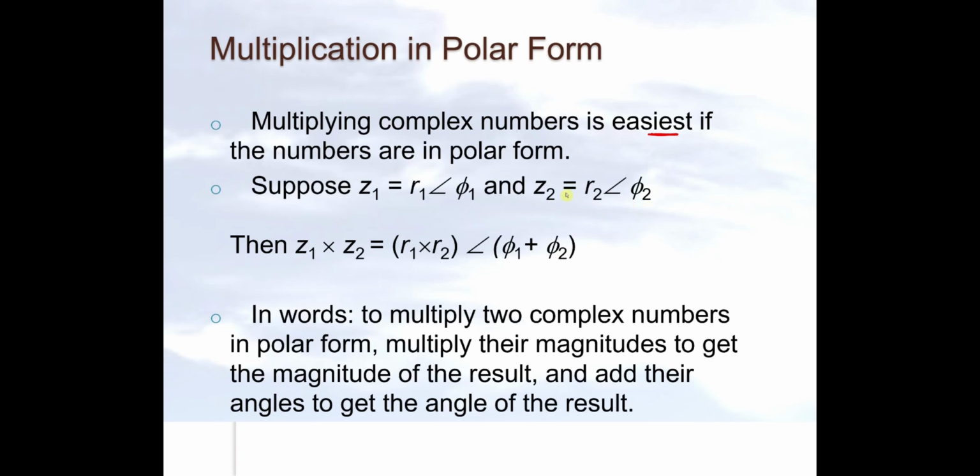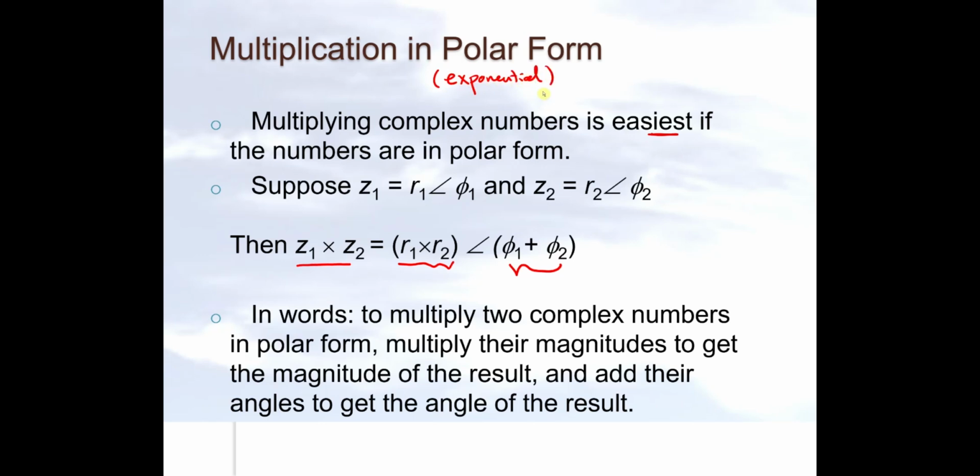To do the multiplication of z1 times z2, you get a new complex number whose magnitude is the multiplication of the magnitudes of z1 and z2, and the phase of the resultant number is the addition of phi1 and phi2. So in English words, to multiply two complex numbers in the polar format, you multiply their magnitudes to get the magnitude of the result, and you add their angles to get the angle of the result. And by the way, this is also applicable for the exponential format.